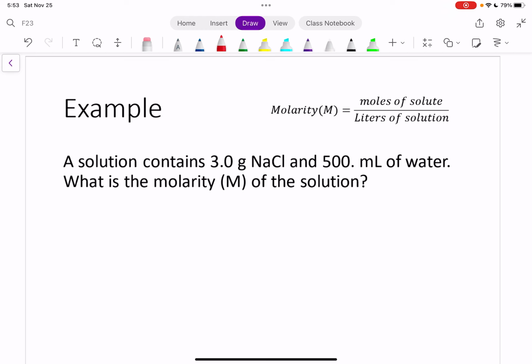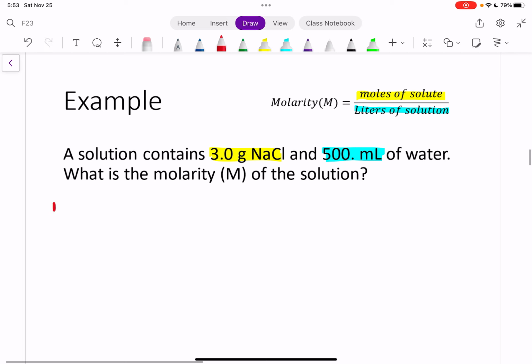Okay, so I'm noticing that I have a mass here, 3 grams, and then I have a volume here, 500 milliliters. So liters is going to go on the bottom, but we've got to convert to liters first. And moles is going to go on the top. And we can convert from grams over here to moles using the molar mass. So for our first step, let's convert from grams to moles. And we know how to do that, right? That's using the molar mass.